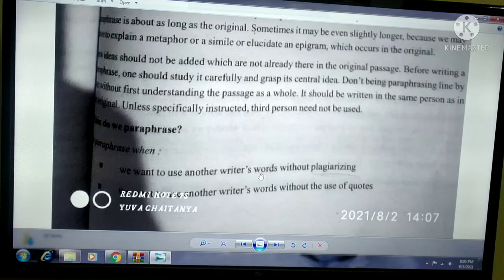In other words, when will paraphrasing be useful? When we want to use another writer's words without plagiarizing. Plagiarism is nothing but copying the exact words from a particular writer. And when we want to avoid that plagiarism, yes, we use paraphrasing.